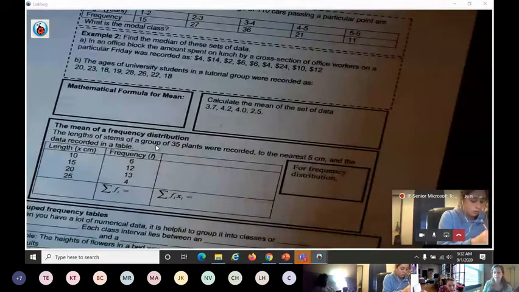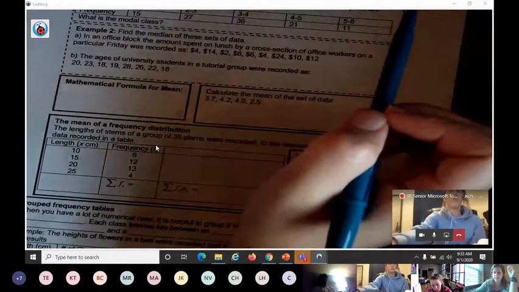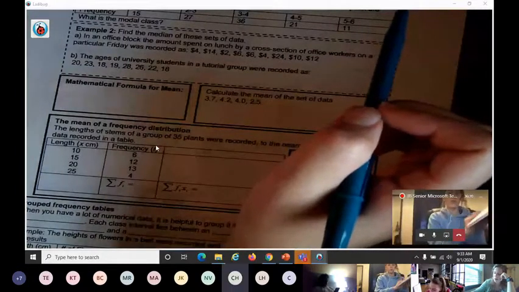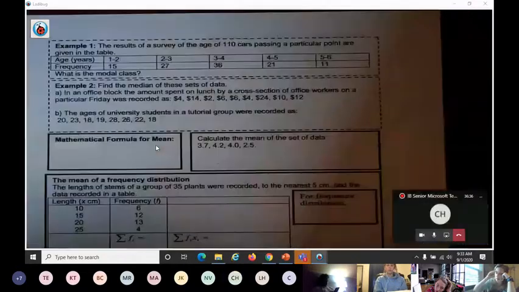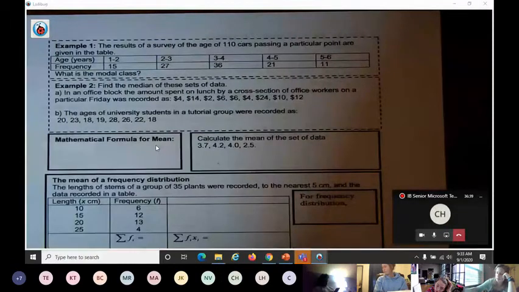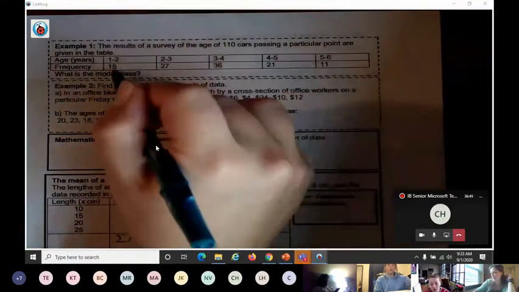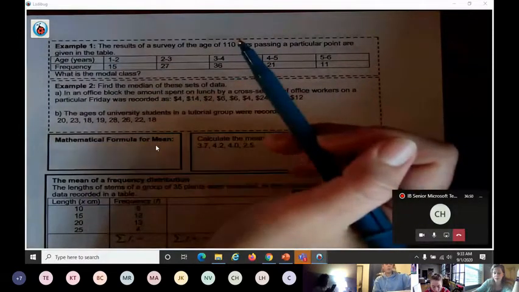Okay, so we have some examples back here. In example 1, the results of a survey of the age of 110 cars passing a particular point are defined in the given table. So this is a frequency table. Can you straighten it, because we can't see the top? Okay, so this is a frequency table. We have a range of ages here, and our frequency is defined down here. So there were 15 cars that were between 1 and 2 years.